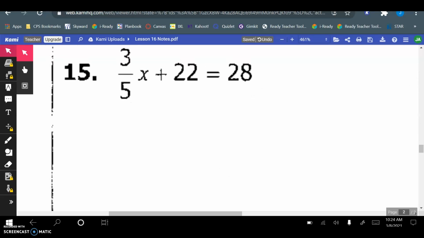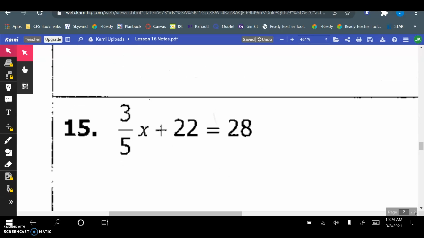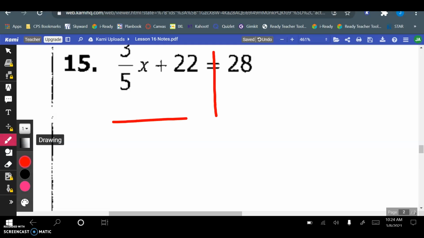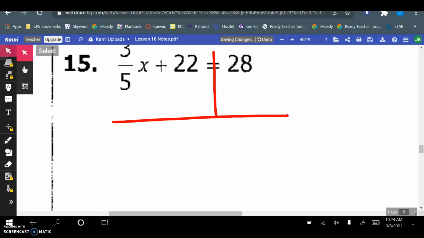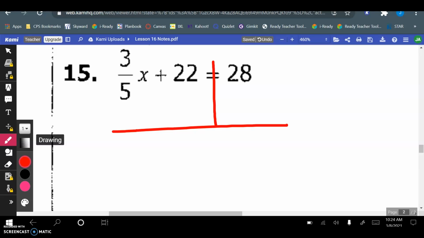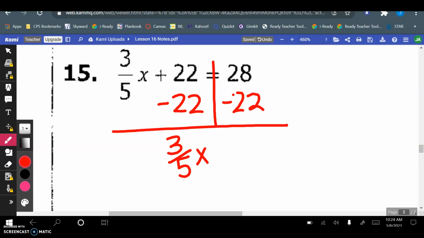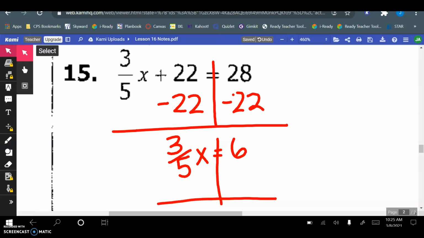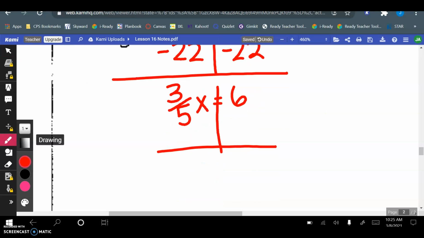All right, another one here. We are going to have to get rid of the 22. It's plus 22, so we're going to subtract 22 from both sides. So we're going to be left with 3/5 x equals 28 minus 22, which is 6. And that's being multiplied, the 3/5 and the x, so we have to divide by 3/5.